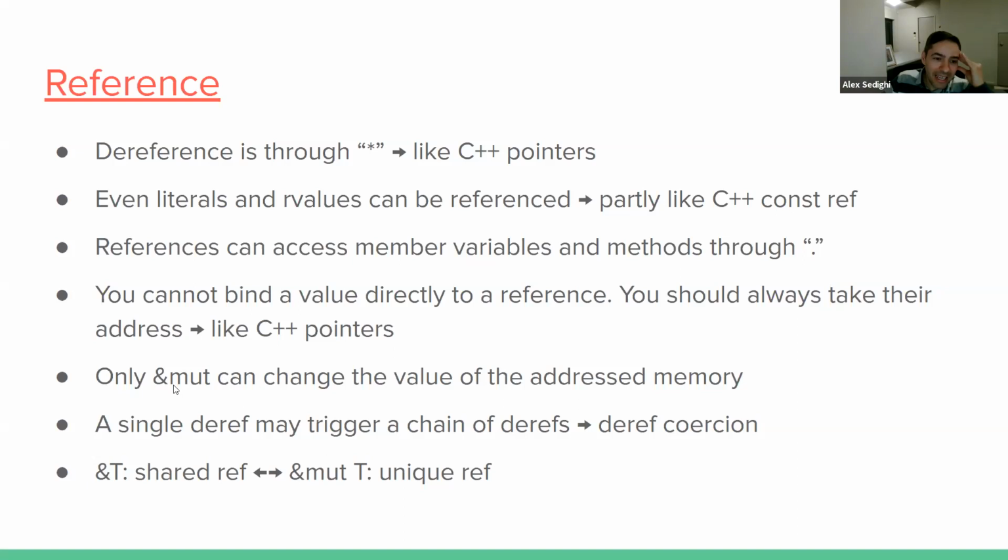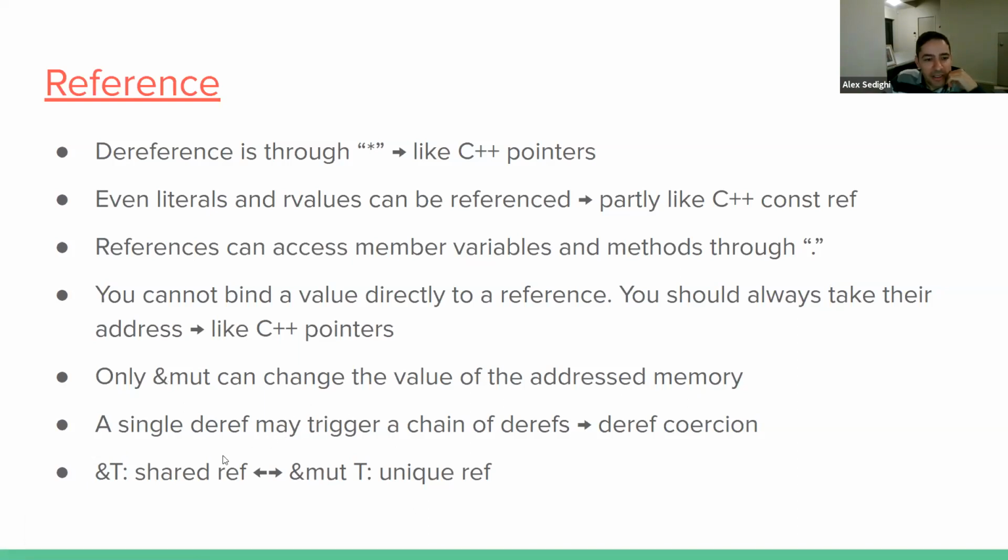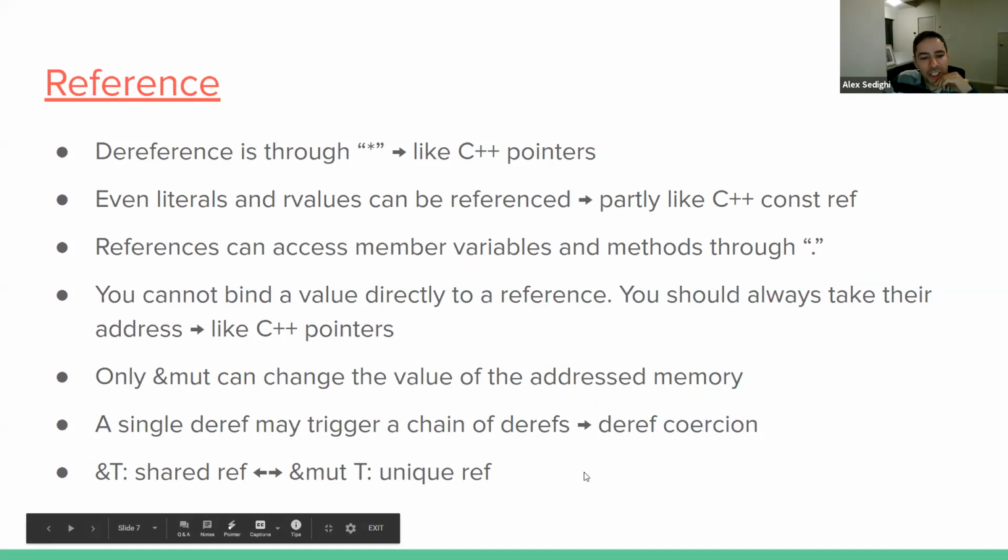And here we've got &mut, or "mute", I don't know how it is pronounced, because I have always read it instead of hearing it. And it's a normal reference; you cannot change the value at the memory address. You should use this. And a single deref, when you dereference, may trigger a chain of derefs. This is a concept called deref coercion.